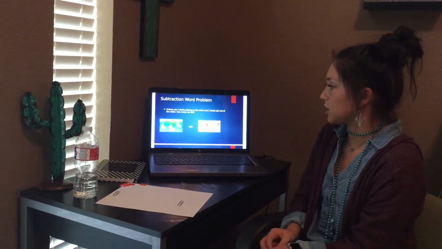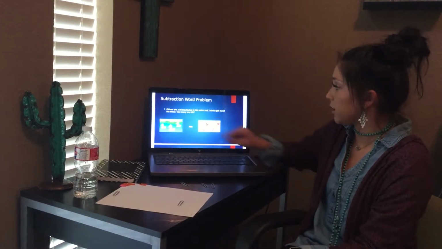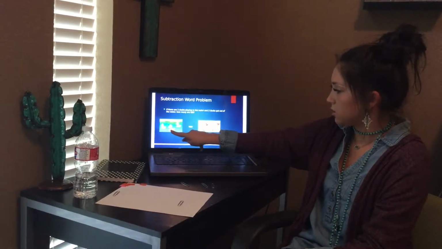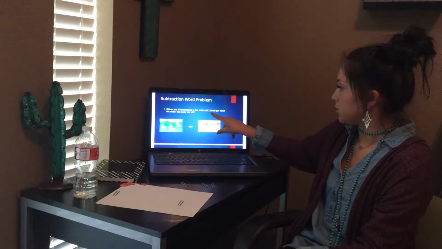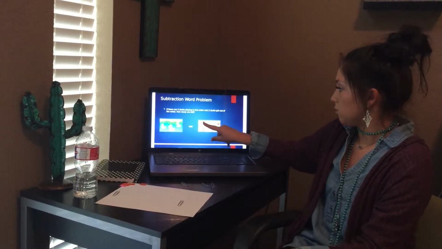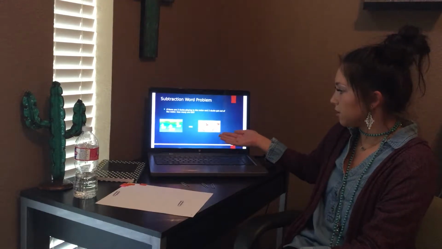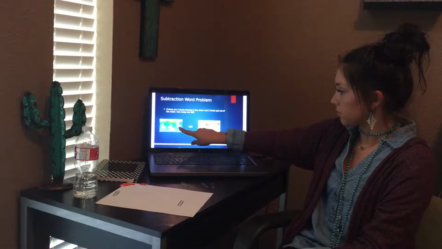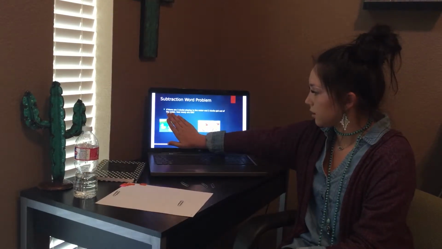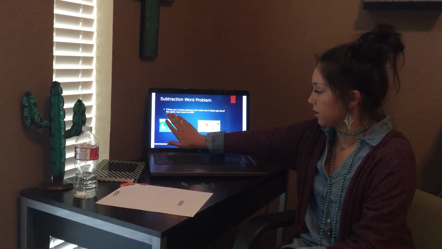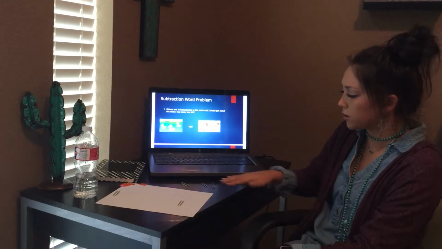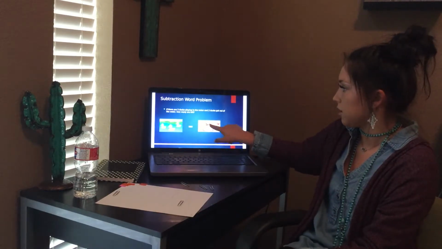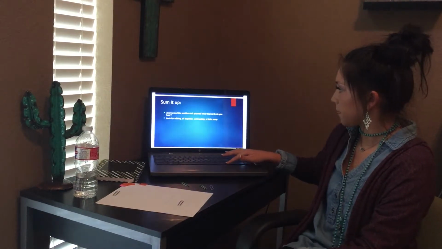Next is a subtraction word problem. If there are 3 ducks playing in the water, so right here we have 1, 2, 3, and 2 ducks get out of the water, 1, 2, how many are left? So there's 3 ducks in the water, and we're going to take 2 away. There's only 1 left in there, right there. And we can also use the paper clips or squares, but here we're just going to use the picture that goes with the word problem.